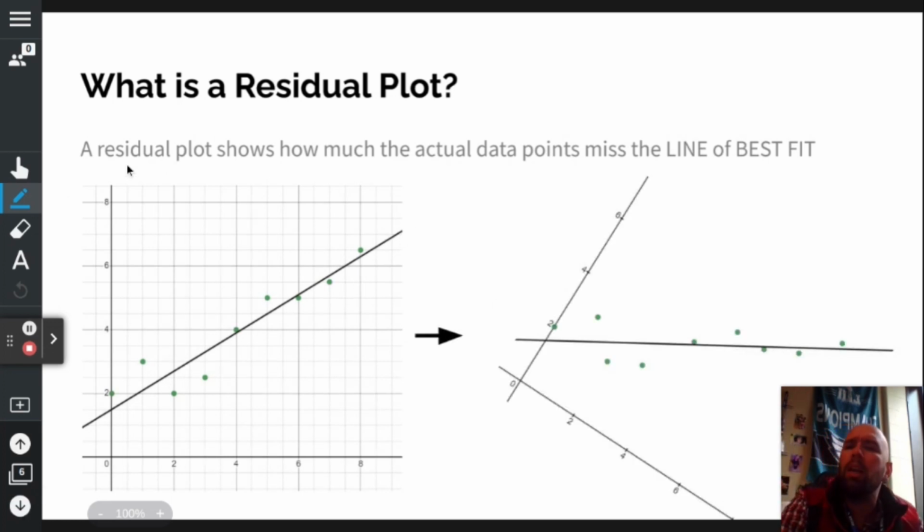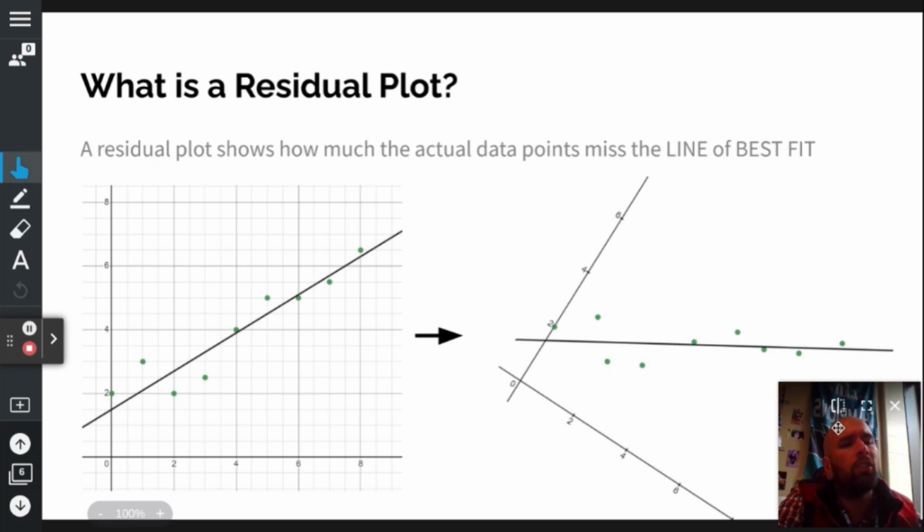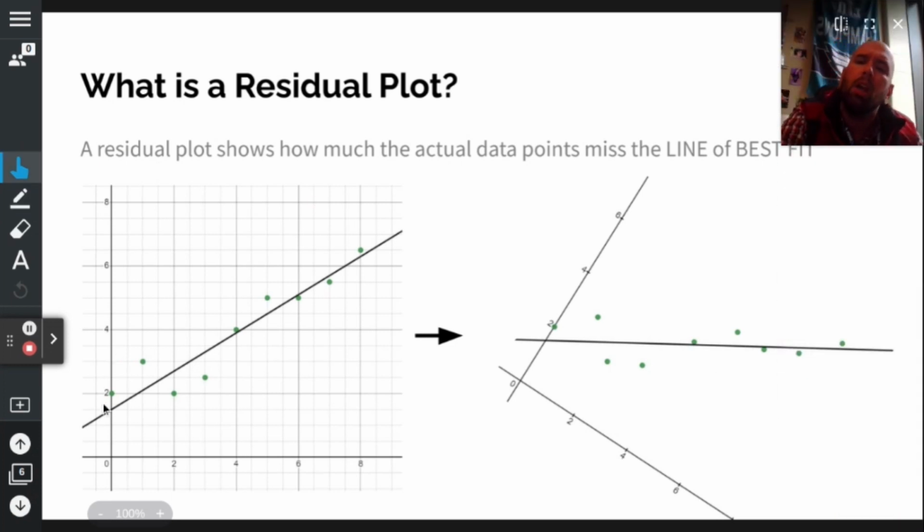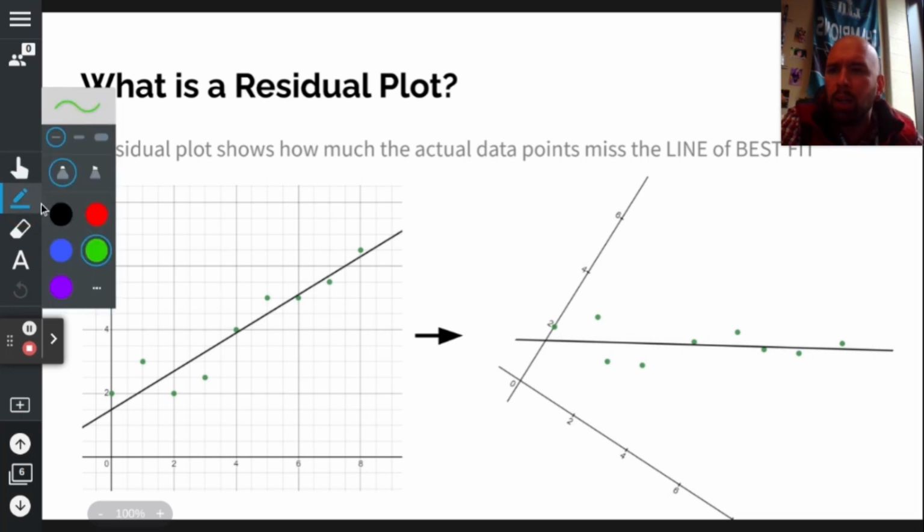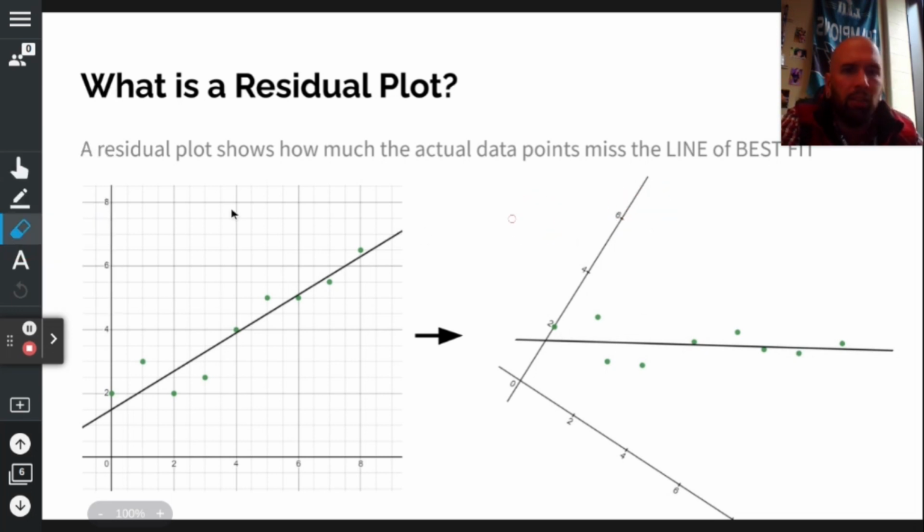Okay, this is what a residual plot looks like. A residual plot is if you were to take your line of best fit, make it horizontal, so like tilt it to the side, and look at the dots above and below. Now, can I clear it? I can't erase. It won't let me erase. Nope. So basically, a residual plot looks like this.